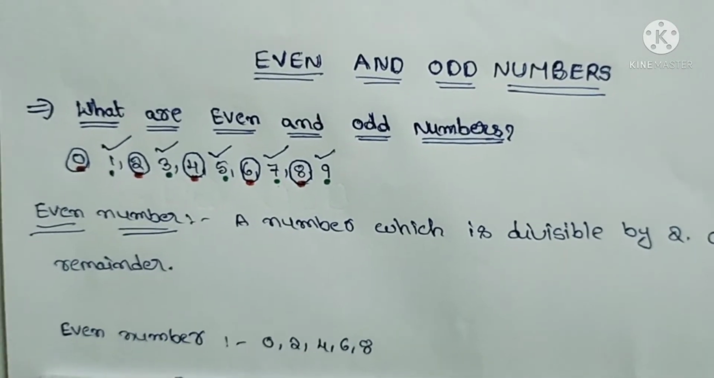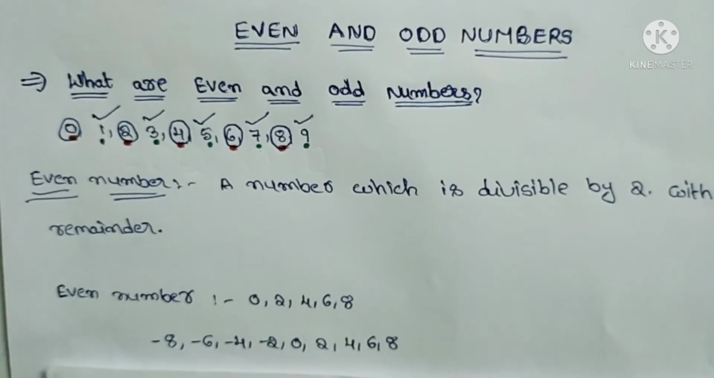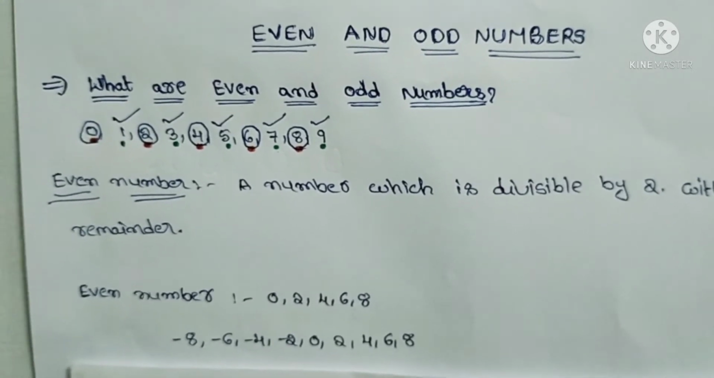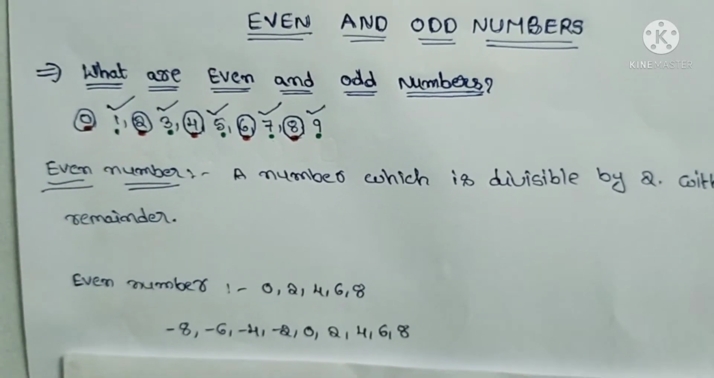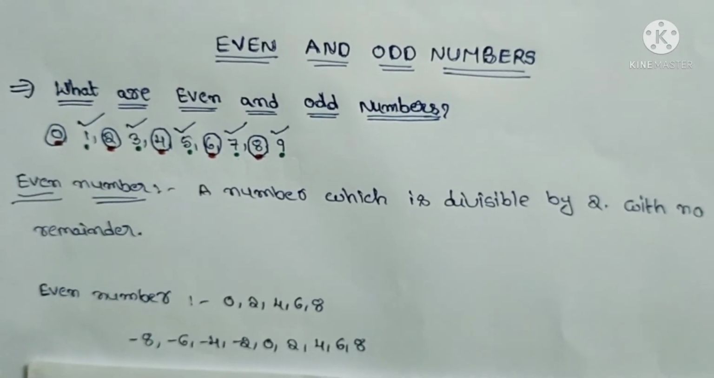If we include the negative numbers, the even numbers are -8, -6, -4, -2, 0, 2, 4, 6, 8.